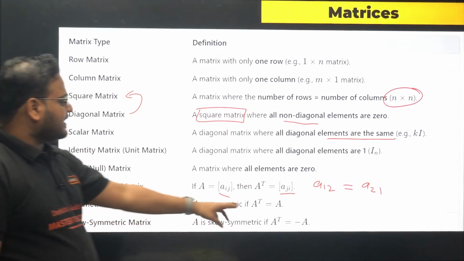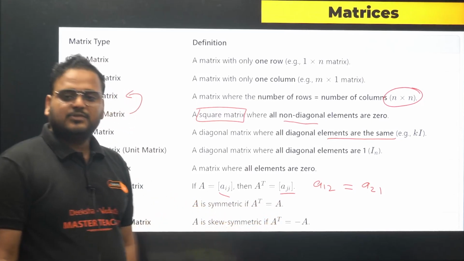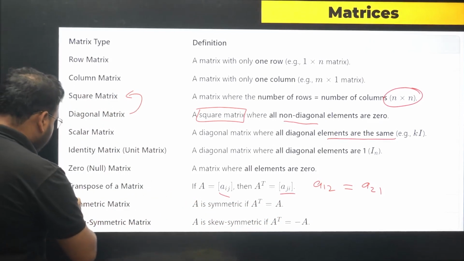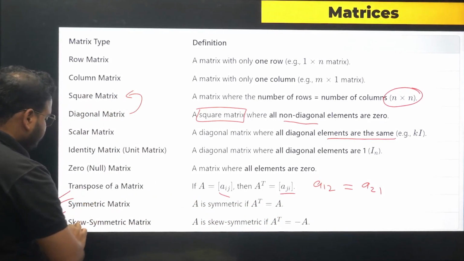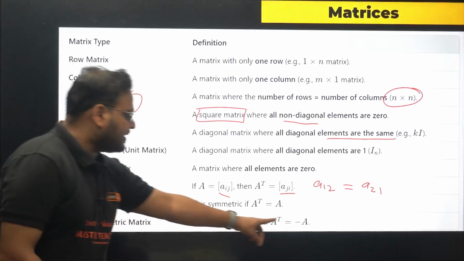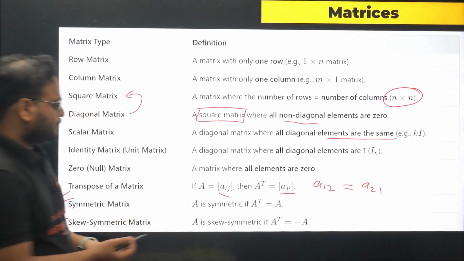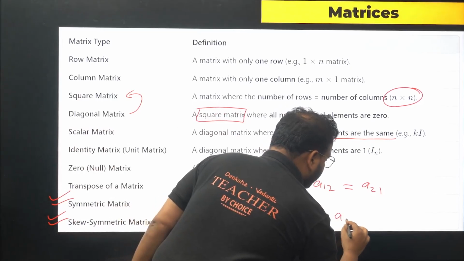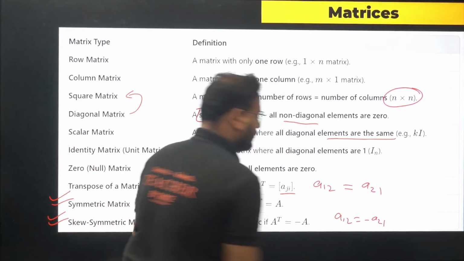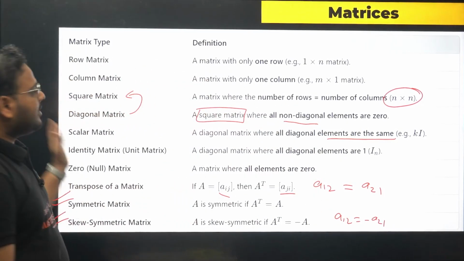Symmetric matrix, when the transpose is equal to A, that's called symmetric. Very important, very important. And skew symmetric, when the transpose is equal to minus A. Negative of the value. So basically A12 equals minus A21. Got it? Some very important definitions, please go through this.